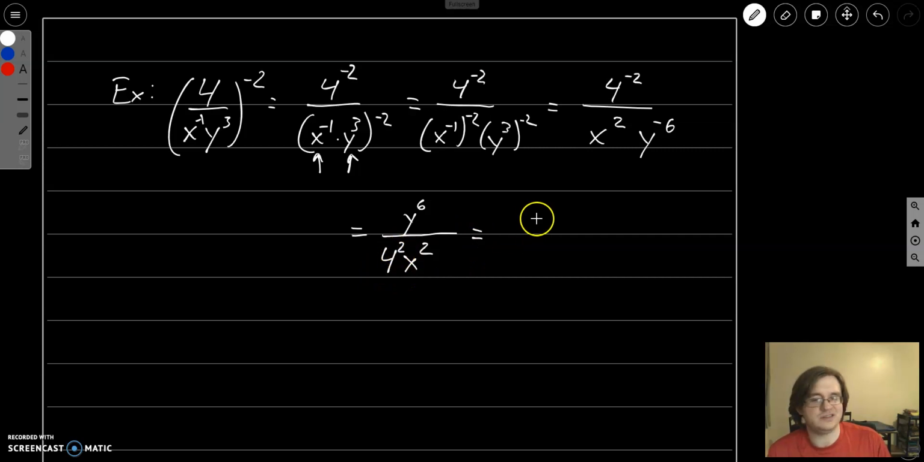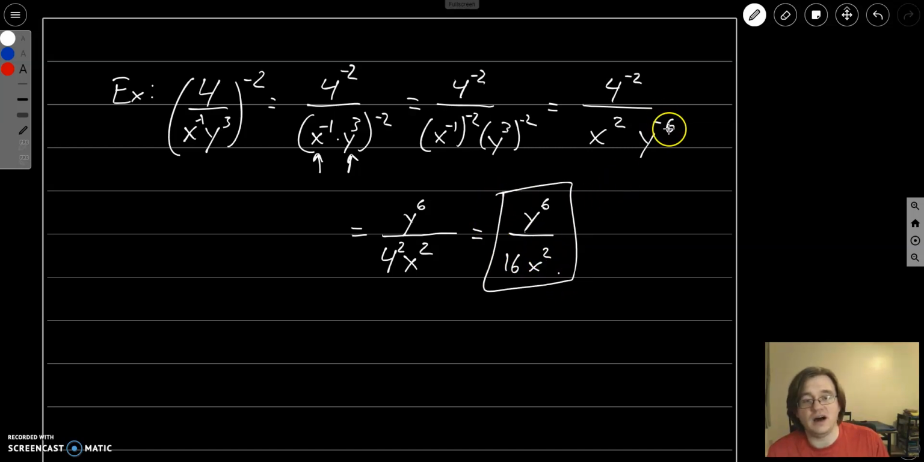Again, 4 squared is 16, so we might as well simplify that. 16x squared. So here is your simplest version. And I will stop there. There will be one more part after this.